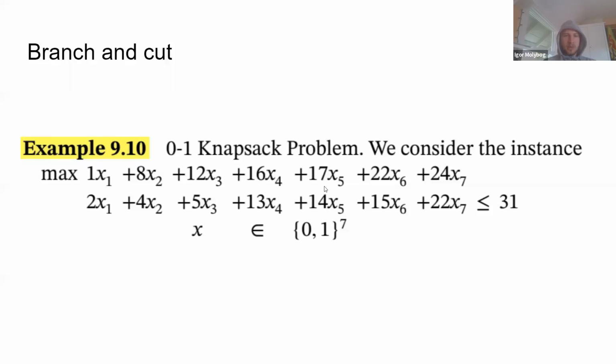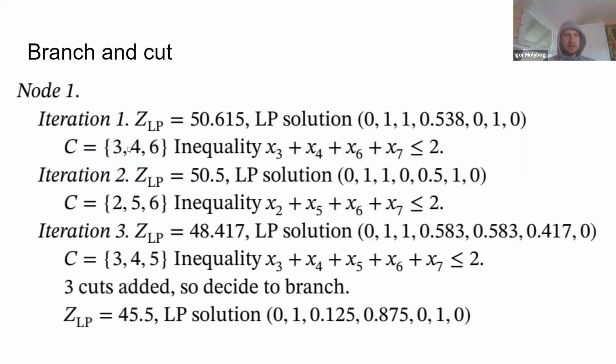So we do not add any additional constraints at this point. Our ZLP, our solution of the linear programming relaxation, has a value of 50.615, and the LP solution has a single non-integral variable. Therefore, it's not feasible for the original problem.